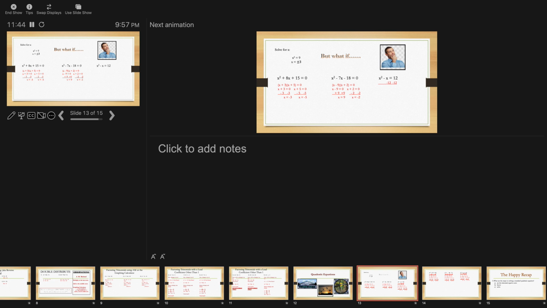Now, do you notice anything different between this last question and the 2 previous questions? Well, in the 2 previous questions, they both said equals 0. This one does not say equals 0. And we are solving quadratic equations by factoring. So I have to subtract 12 from both sides. That gives me x squared minus x minus 12 equals 0. And now I factor, just like I did on the previous ones.